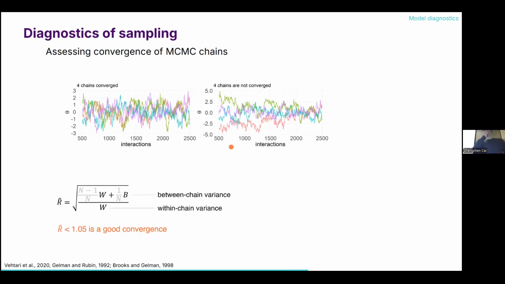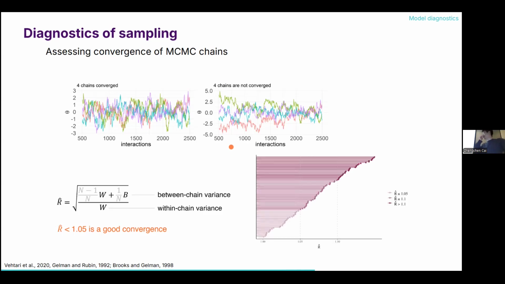And you can have some numerical evaluation by computing the ratio between between-chain variance and within-chain variance. And this ratio will give you a quantification of your convergence. And usually you have a threshold smaller than 1.05, and you can even plot. So here, each bar is one parameter, and it's the R hat value.